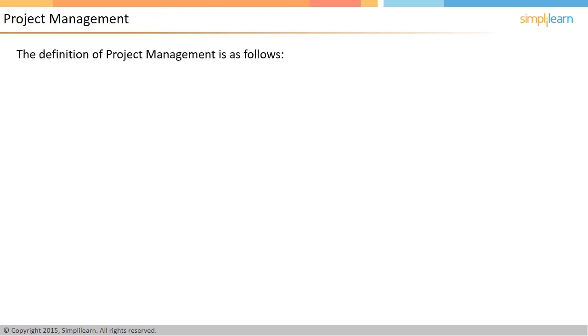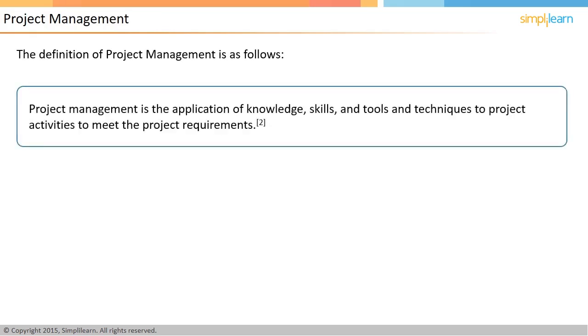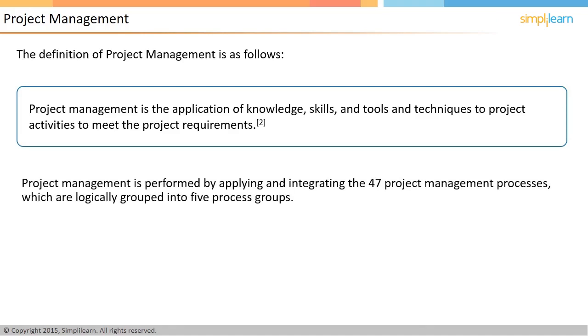As defined in the PMBOK guide, project management is the application of knowledge, skills, and tools and techniques applied to project activities to meet the project requirements. Project management is achieved by proper application and integration of the 47 processes. Application and integration means these processes should be executed in the right manner as well as in the right order. In the next screen, let us discuss how to manage a project.